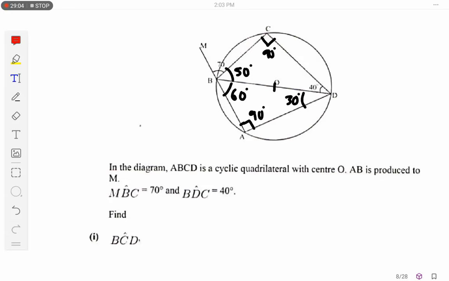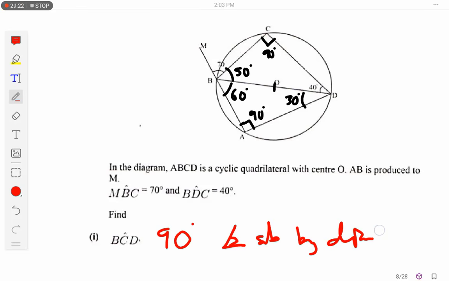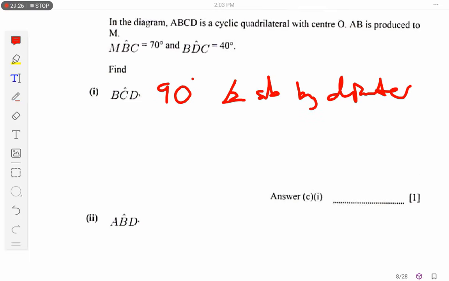Let's see. The first question, they are saying find BCD. BCD, let's see. It's 90 degrees there. So we can say 90 degrees, and you can say angle subtended by the diameter. That will be your reason. Then the next one, ABD.